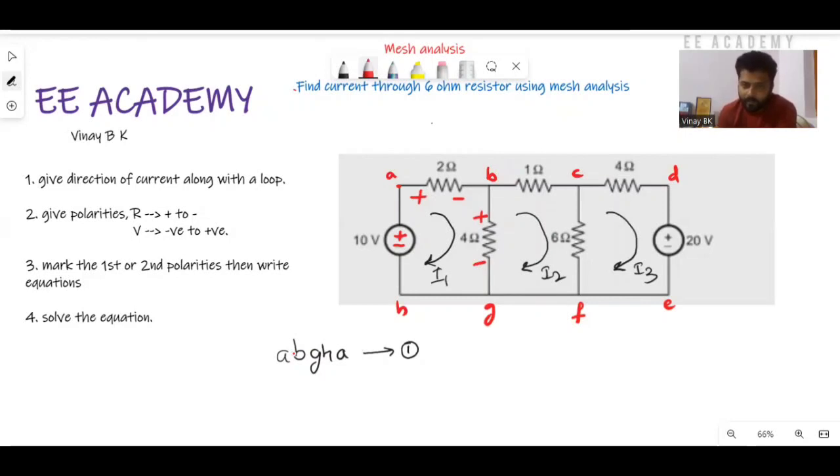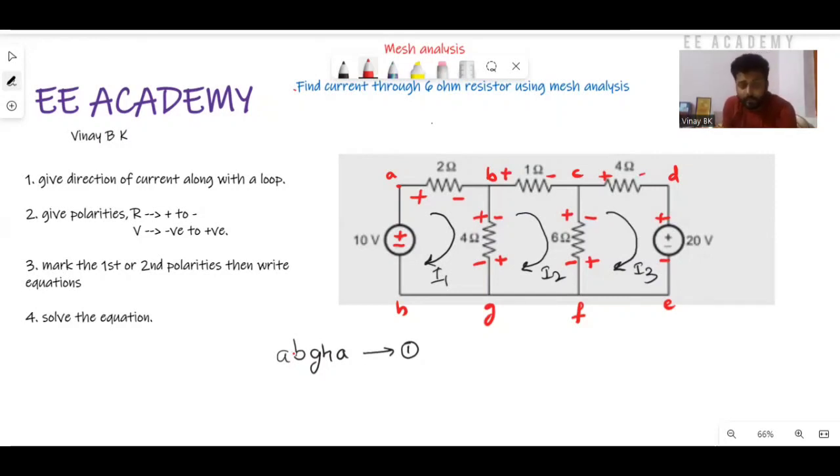Now in B, C, F, G, B, from B to C, I2 is flowing, so plus and minus. I'll mark it here. Similarly here, the 6 ohm, plus and minus. Here also it is plus and minus. Similarly for the third loop, you can observe C to D, plus minus. There is a voltage source again, plus minus. So these steps we need to remember.